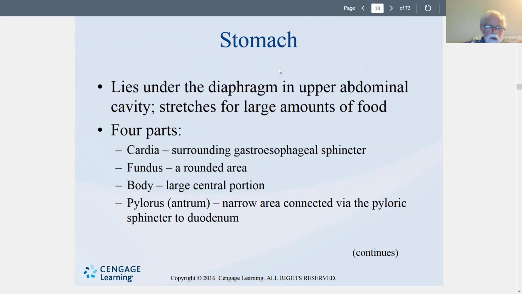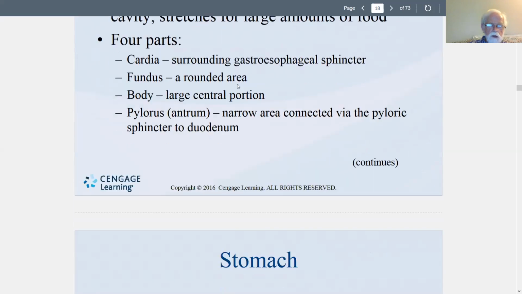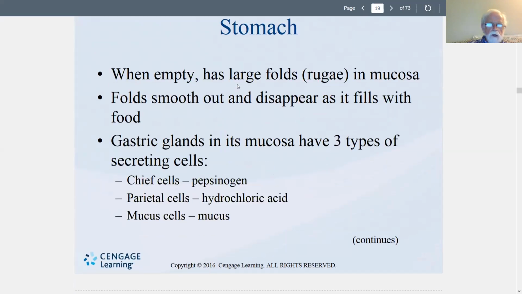The duodenum is this narrow area that connects via the pyloric sphincter. It's called the pylorus. So when it's empty, it has large folds, or what we call rugae, in the mucosa. It really is sort of like everything just folds up, so the stomach, when it's empty, does not fill up space and be full of nothing, air.